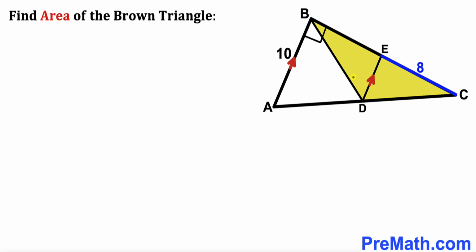Welcome to PreMath. In this video, we have this brown triangle BCD fully confined in a right triangle ABC, as you can see in this diagram, such that this segment AB is parallel to this segment DE, and moreover this segment EC is 8 units, whereas this side length AB is 10 units. And now our task is to calculate the area of this brown triangle BCD.